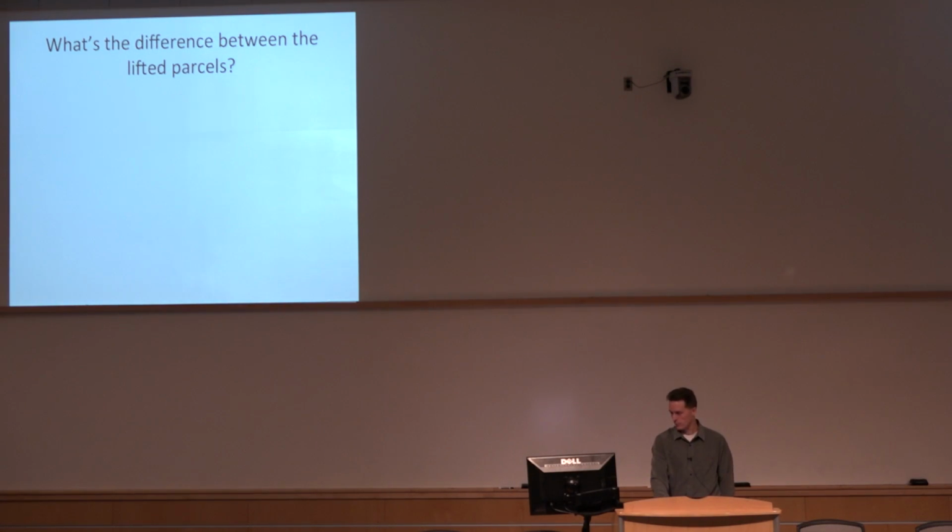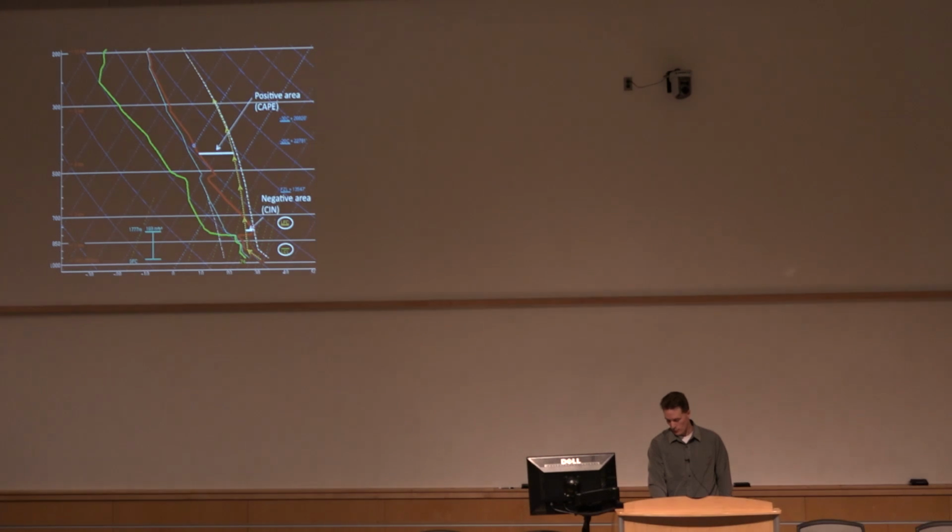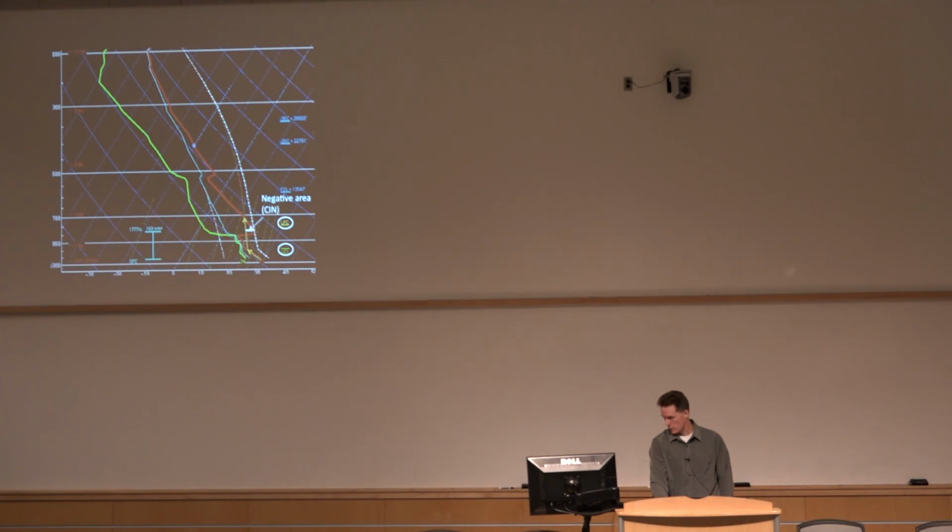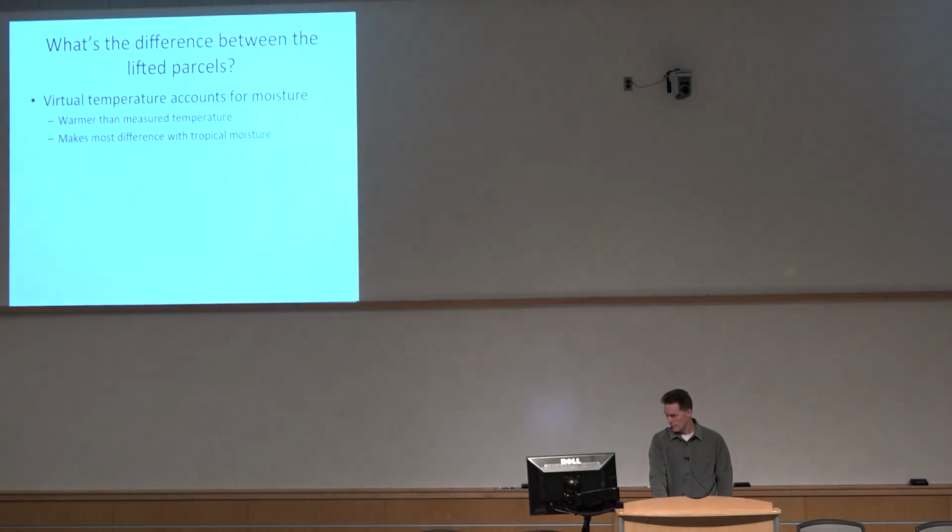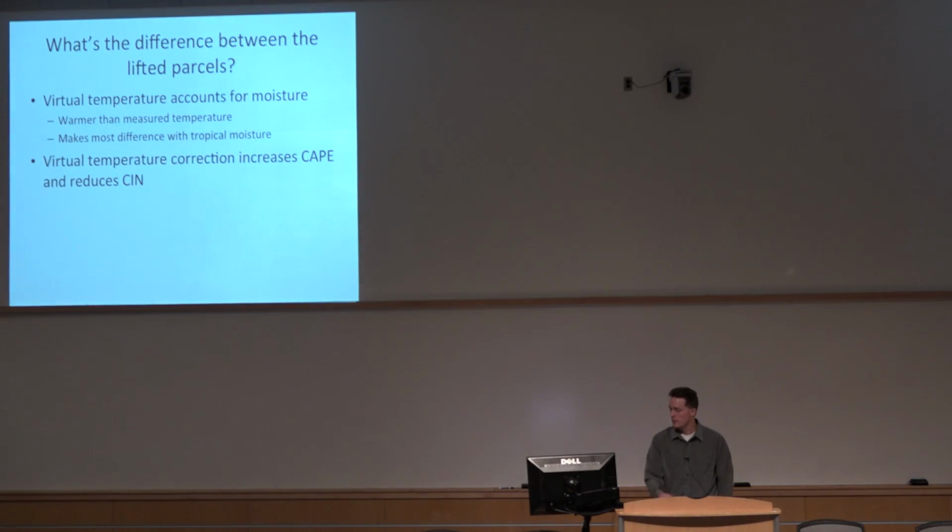So just to make sure you're clear what we're talking about there, that's the brown line. If we go down, that would be this one on the left, and if you look at any of the N-sharp sounding plots, they show both parcel ascents. So the point here is that there's an influence of moisture, and this gets back to the ideal gas law. It's been shown that you should account for the moisture content because it influences density.